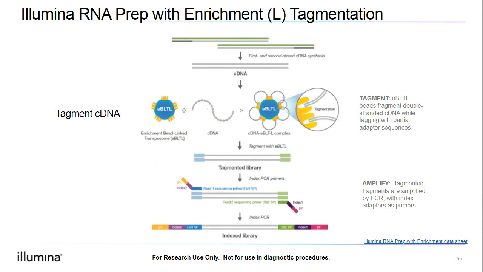Illumina RNA Prep with Enrichment utilizes bead-linked transposomes, specifically EBLTL beads. These transposomes fragment the double-stranded cDNA while adding partial adapter sequences, which are similar to the index anchors used for the Illumina Stranded mRNA and total RNA kits. Index adapters can then bind to these partial adapter sequences during the indexing PCR that will make full libraries.